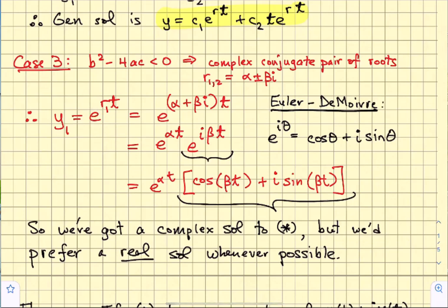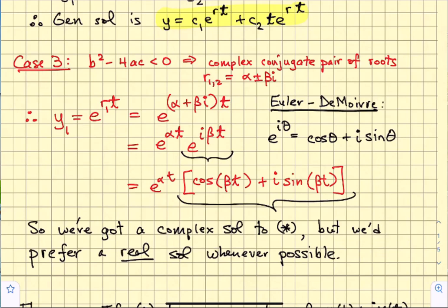We were looking for solutions of e to the rt, so we'll plug our r1 in here, and we get e to the alpha plus beta i times t. Using just basic laws of exponents, this is e to the alpha t times e to the i beta t. This is a real exponential, e to the alpha t, no problems here. This is a complex exponential, and there's nothing mathematically wrong with writing our solutions down in terms of complex exponentials. In some branches of engineering and physics, this is very common to do, and there's nothing wrong with it at all.